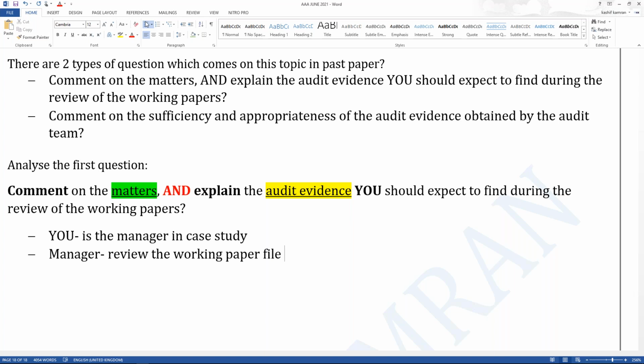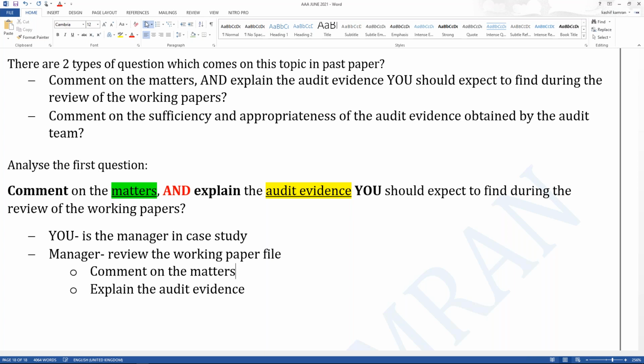Now, the manager reviews the working paper, and while the manager is reviewing it, the examiner is asking you that, being a manager, you have to do two things. First, you need to comment on the matter, and secondly, you need to explain the audit evidence while you are reviewing the working paper file. Now, what exactly does your examiner expect from you when the examiner asks you to comment on the matters?